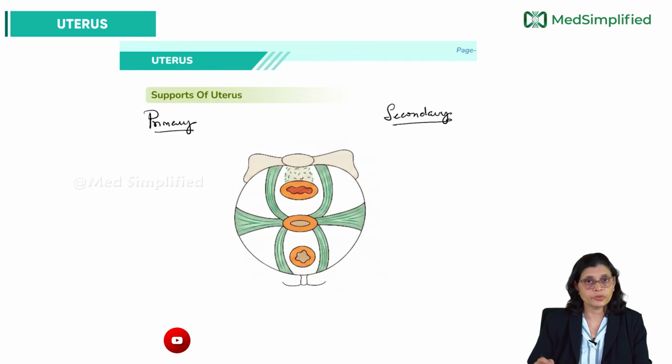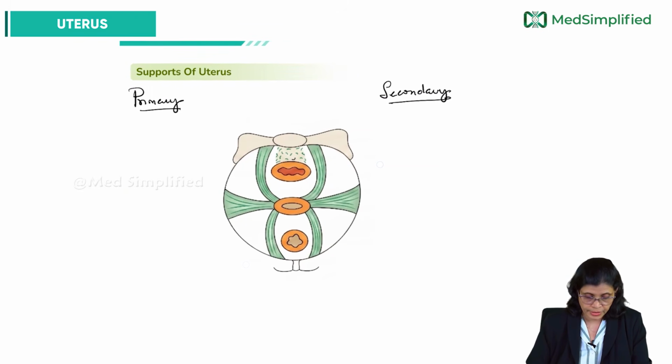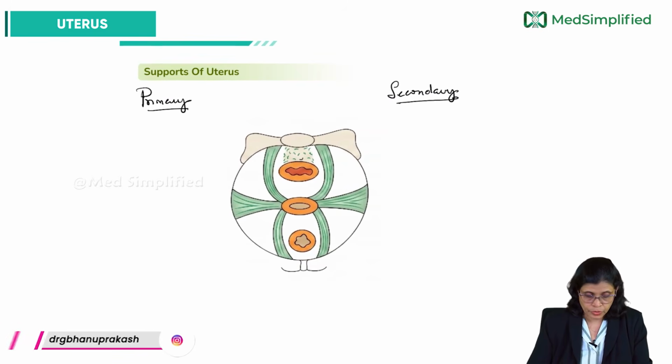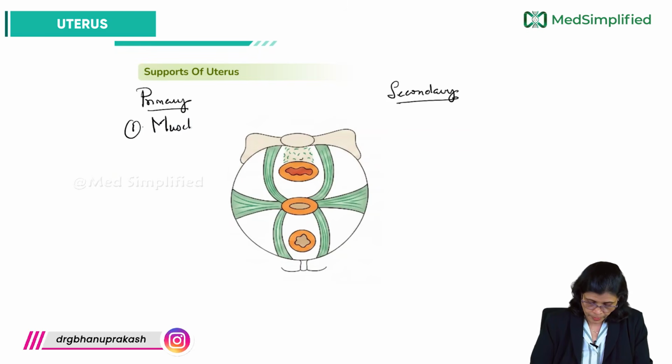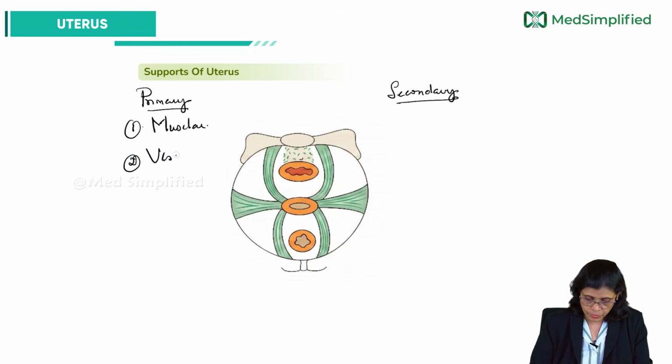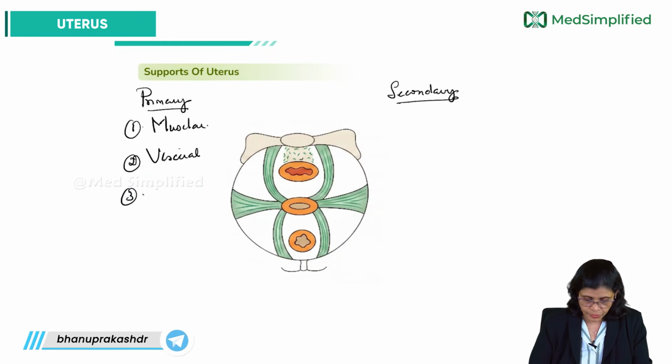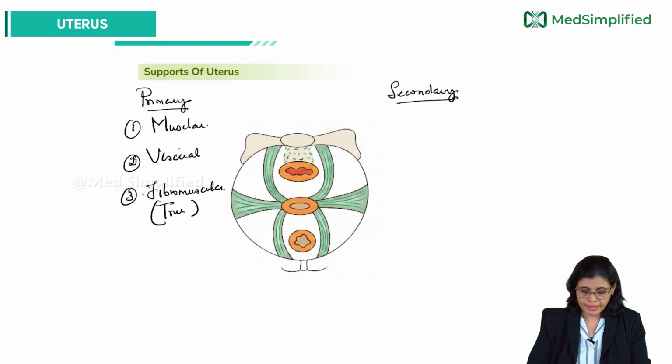Okay, so the primary supports and the secondary supports of the uterus. So when we go to the primary supports, what are the primary supports? Primary supports are mainly contributed by the muscles, that is the muscular support it has. It has visceral support from the neighboring viscera, and it has the true ligament support, that is the fibromuscular support. Okay, so these are nothing but the true ligaments.